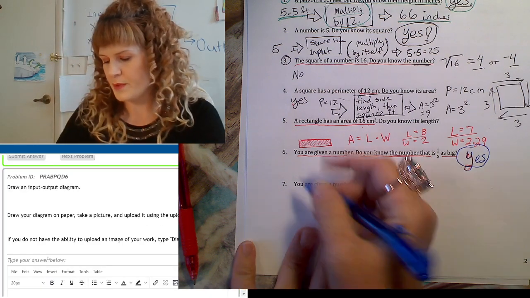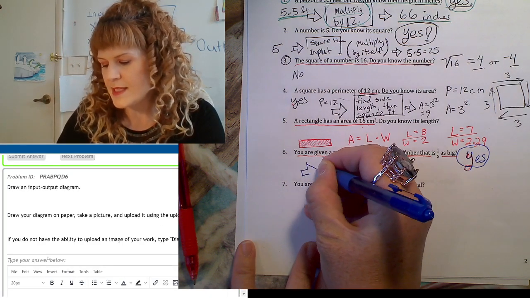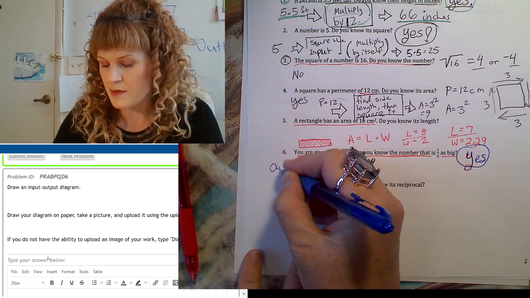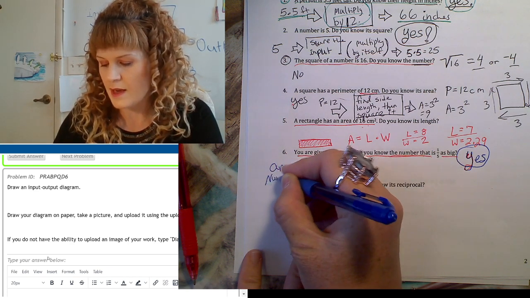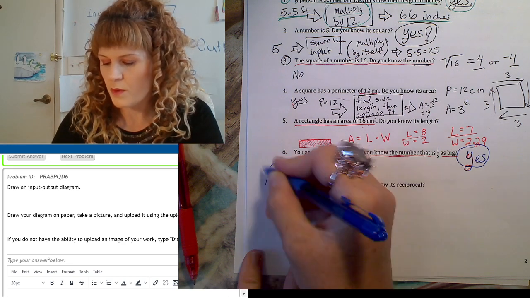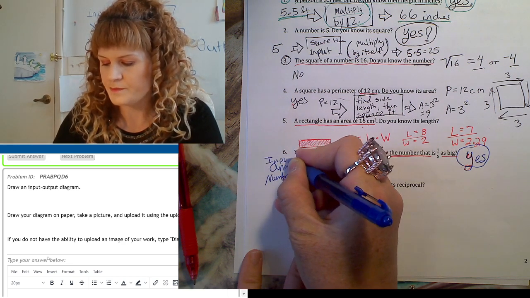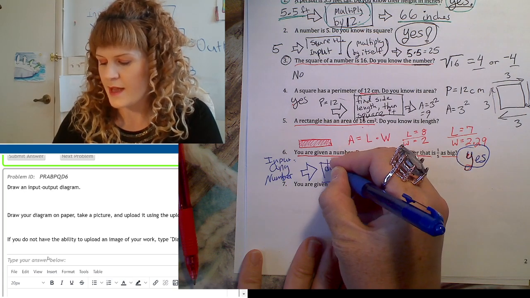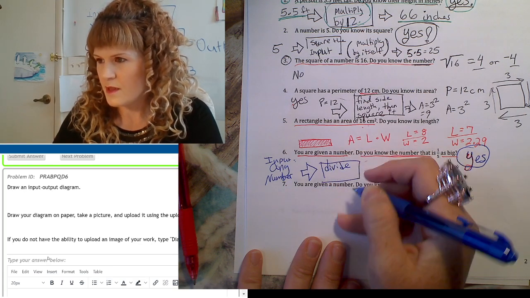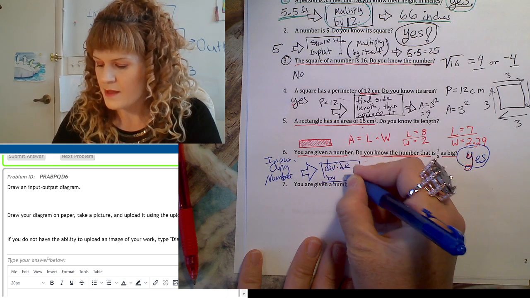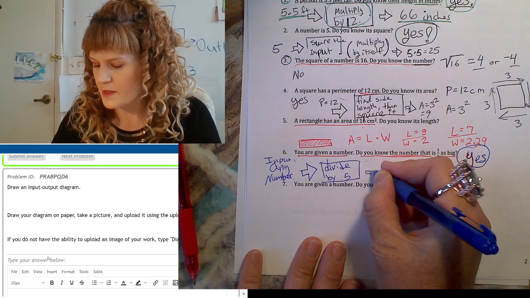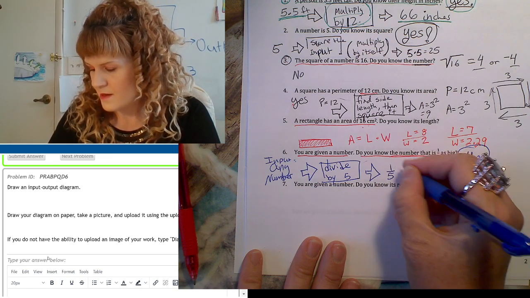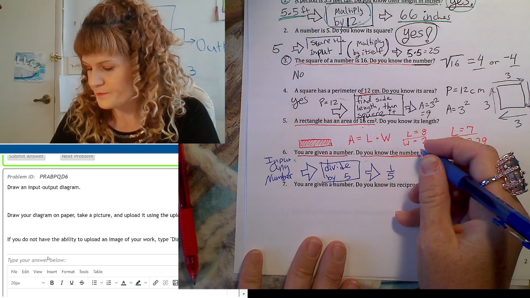And now draw the input-output diagram. It did not tell me what the input number is. It just says any number. So you can write that down, any number, or you can just call it the input. And the rule in the box, divide by 5. And the output is going to be 1/5 of that number.